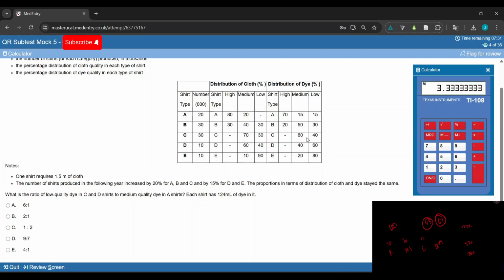Yeah, because that's got to be 50. Low quality dye, C and D, so 124 times 0.4, 124 times 0.4, 124 times 0.6. Okay, that's 124 there, and then 0.15 times 124 is 18.6. So 126 divided by 18.6 is 6.666. That can't be right. Okay, I'm going to put this one.